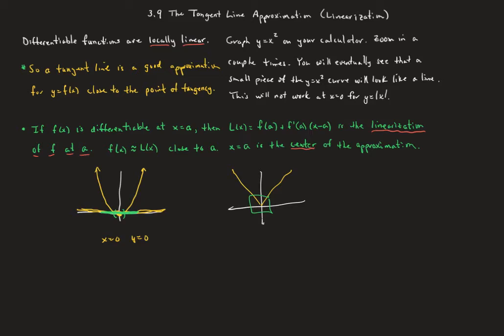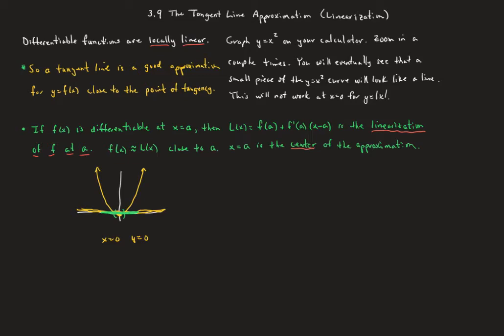So let's see, now it says here in the green, if f of x is differentiable at x equals a, then L of x is equal to f of a plus f prime of a times x minus a, and this is known as the linearization of f at a. So that's the words that we will use. And we'll sometimes use that notation, L of x, the linearization of f of x, and that's an approximator. That's what we're going to use to approximate it. X equals a is the center of the approximation.